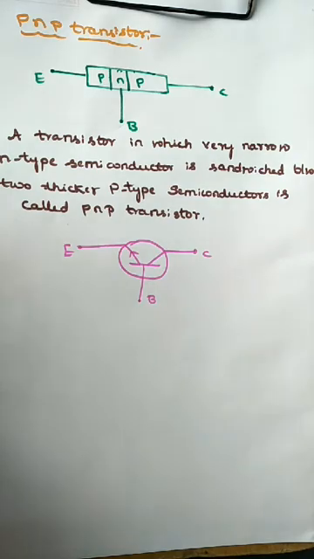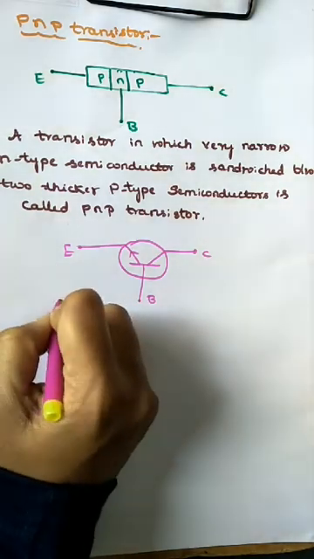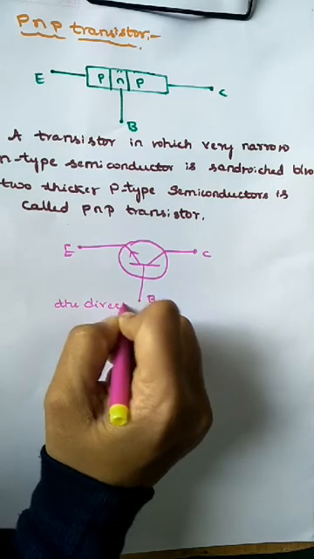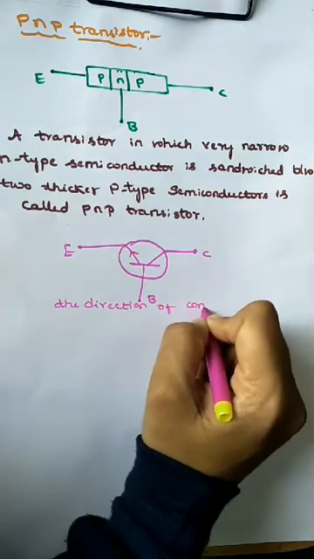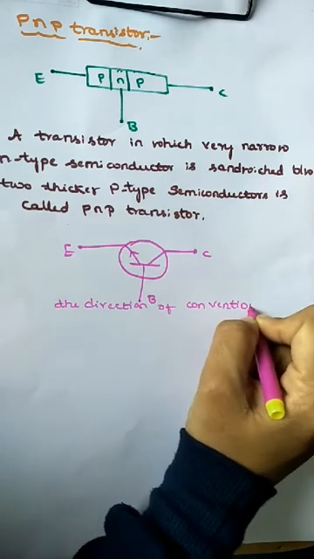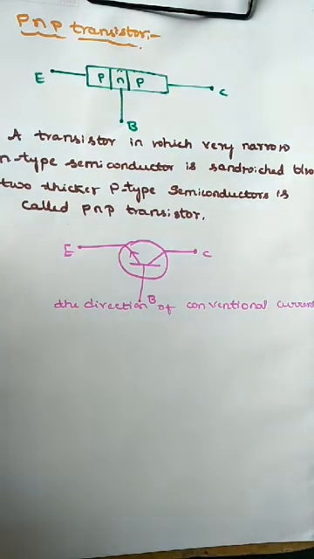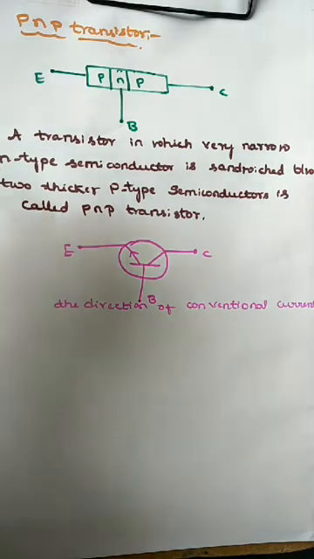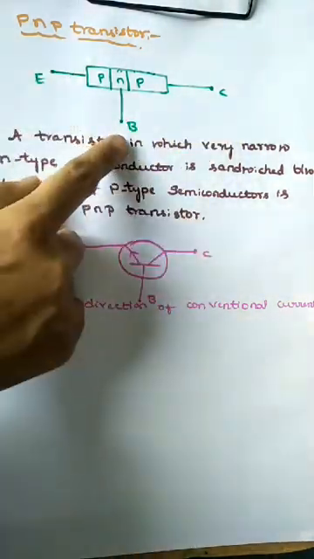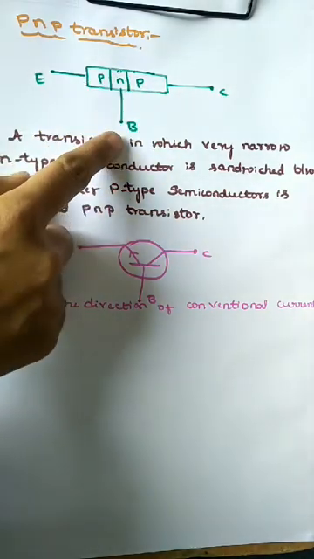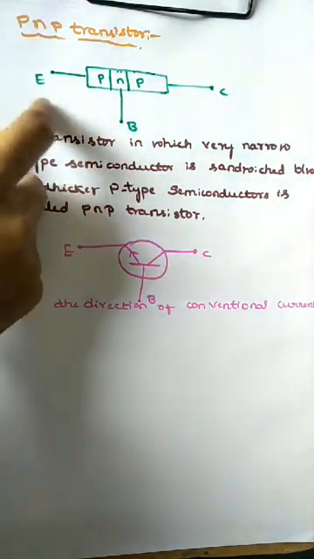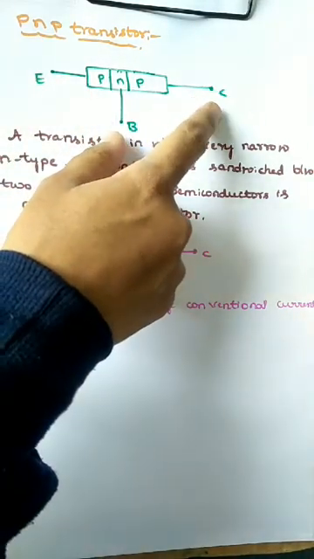Again the arrow mark indicates the direction of the conventional current. Why? Because the transistor is a three-terminal device: emitter, base and collector. The base is very thin and sits in the middle region. The emitter is moderate in size, and the collector is very large in size.